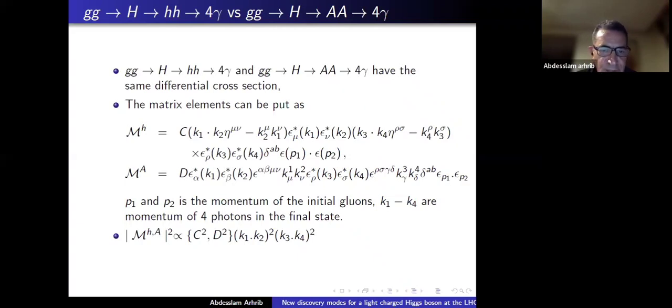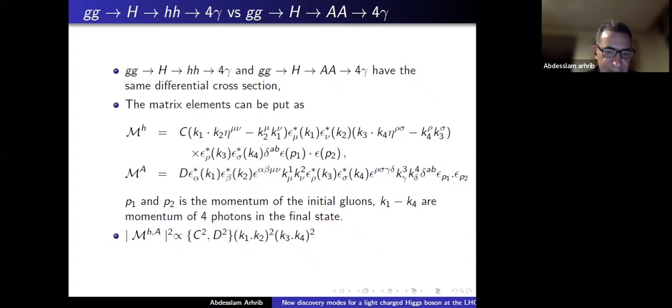Okay, so we take the squared amplitude of this amplitude and also for the other one, and we find that they behave exactly the same. K1 is the momentum of the initial state Higgs, and K1, K2, K3, K4 are the momenta of the 4 photons in the final state. You see that whether the amplitude comes from CP-even or CP-odd, the amplitude is exactly the same, with some normalization factor, which is different. So we do this normalization, C, and here you have D, okay?